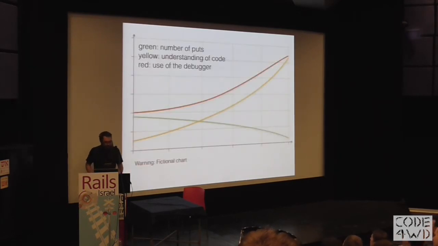So this is a fictional graph that I made up. Green is basically the number of puts in my code. Yellow is my understanding of the code. And red is the use of a debugger. Red also goes with my level of happiness. The better I understand stuff, the fewer puts I need, the more efficient I am, the earlier I can go home and do other fun stuff.